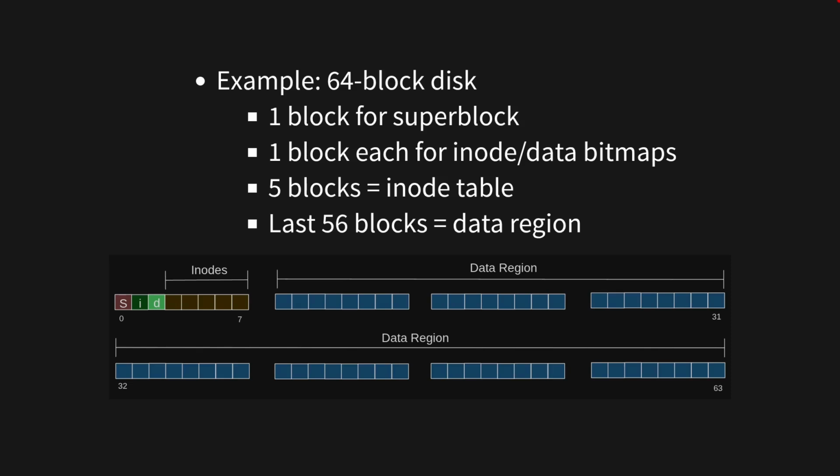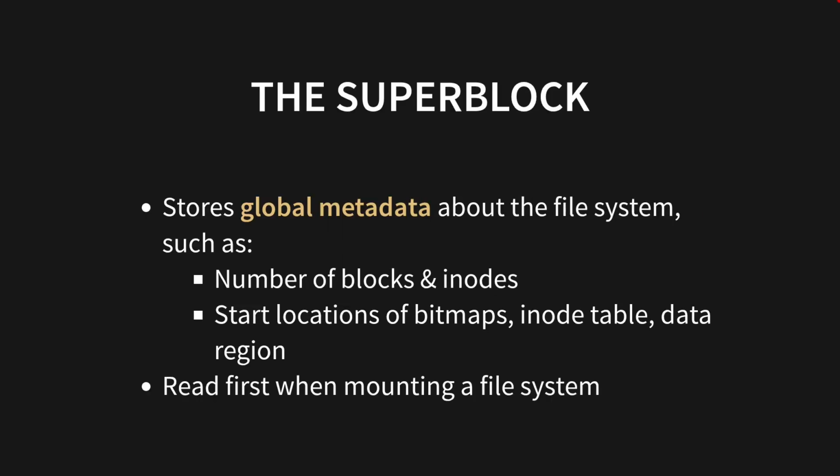Let's assume we have a 64 block disk, which looks like this in the diagram. The first block is obviously the superblock, which is very important, and then we have one block for the inode bitmap and one block for the data block bitmap. Then we allocate 5 blocks for inodes, and the rest is actually used for the data. So all of these are data blocks which will store our files' data, for example images, text files, and so on.